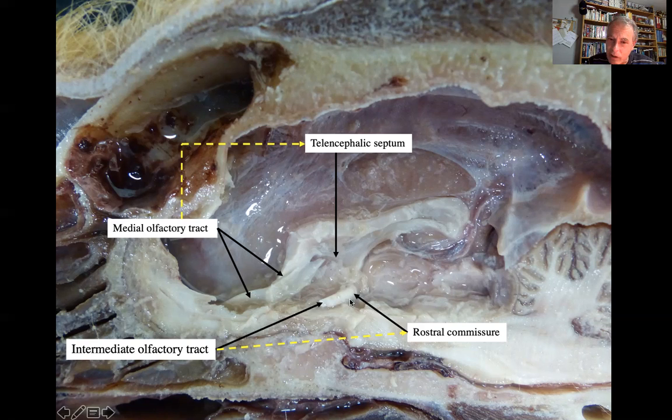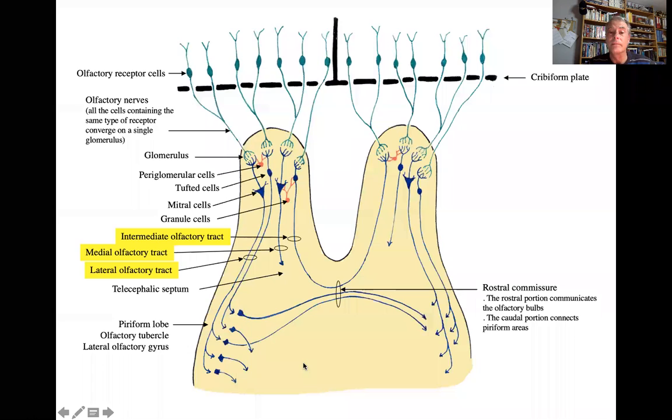Look at this rostral commissure. The rostral commissure is located here, a bit more rostral to the fornix. This is the fornix, right? And these fibers here are the medial olfactory tract that connects the olfactory bulb with the telencephalic septum. Here we have the telencephalic septum. So medial, intermediate, and here we lack the lateral.